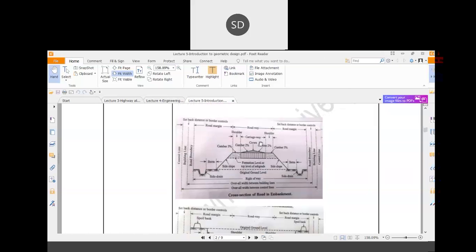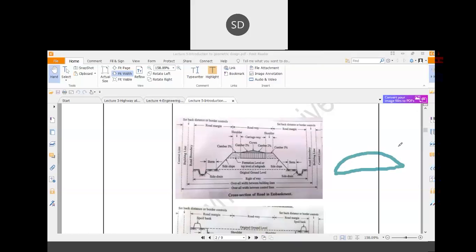So in the embankment area, there are different portions. Let me discuss what these different portions are. Suppose this is a cross section of a road, only the blacktop portion of the road.